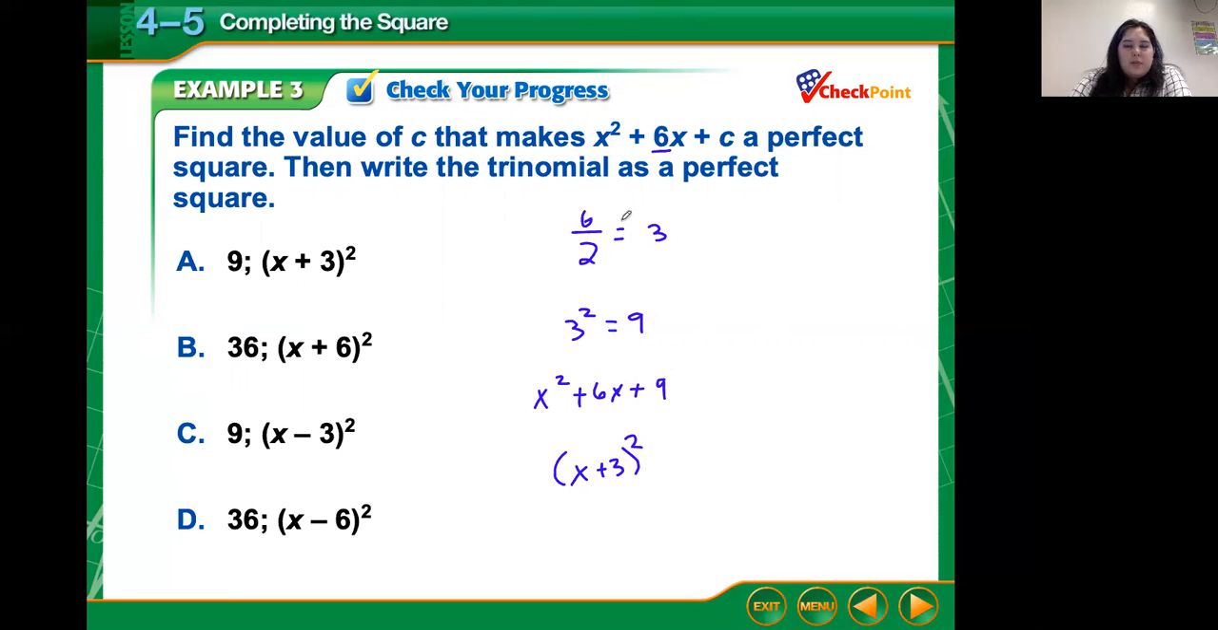So this number here from the first step is also very useful when it comes to writing it in the squared format. So our answer is A.